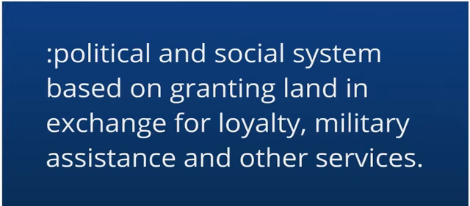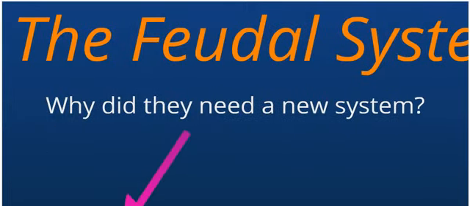And the feudal system is a political and social system based on granting land in exchange for loyalty, military assistance, and other services. Now, it's important that you make note that this is a political and social system because it's going to be different from the manor system, which we will talk about in a little bit. Why did they need a new system? Well, they need that new system to help protect themselves from invaders.